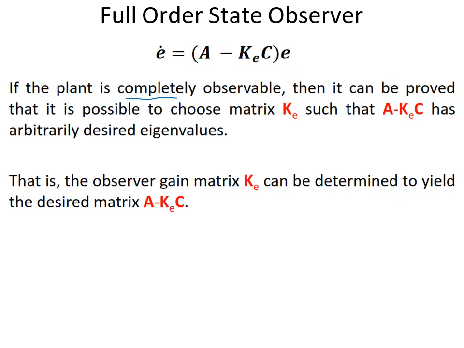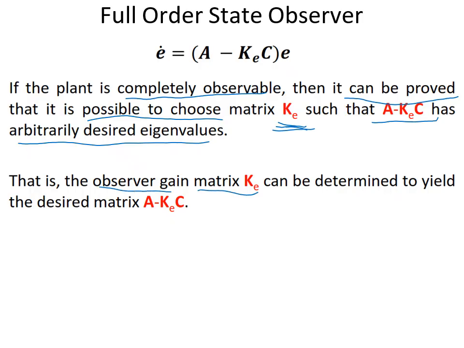If the plant is completely observable, if we check observability and find that the system is completely state observable, then it can be proved that it is possible to choose Ke such that A minus KeC has arbitrarily designed eigenvalues. We can choose matrix Ke to get the eigenvalues required for the A minus KeC matrix. The observer gain matrix Ke can be determined to yield the desired matrix A minus KeC, and the design is about getting Ke.